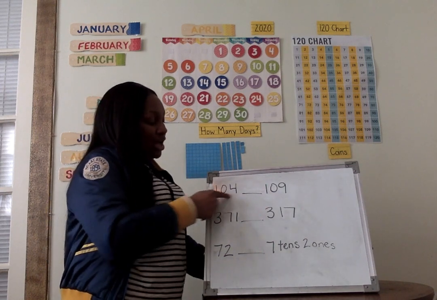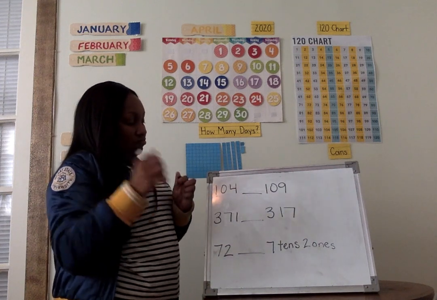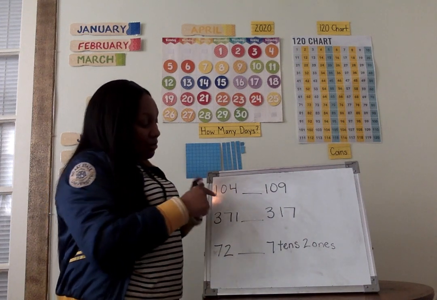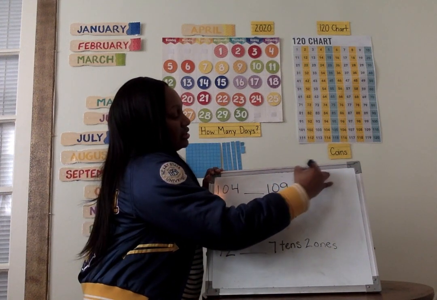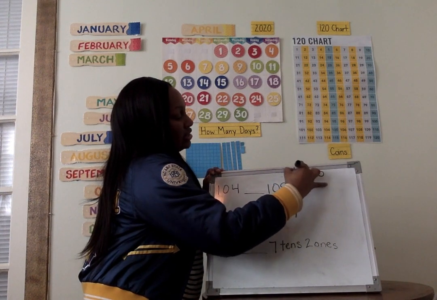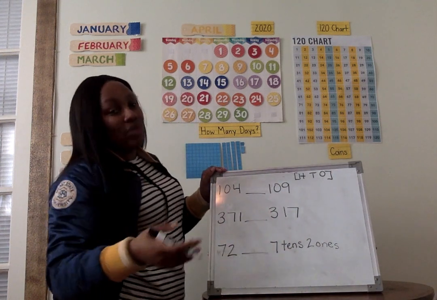So I have the number 104 and 109. Let's see. It's a little tricky. I'm going to look at each place value. Place values are hundreds, tens, and ones, to try to help me figure out which number is greater.